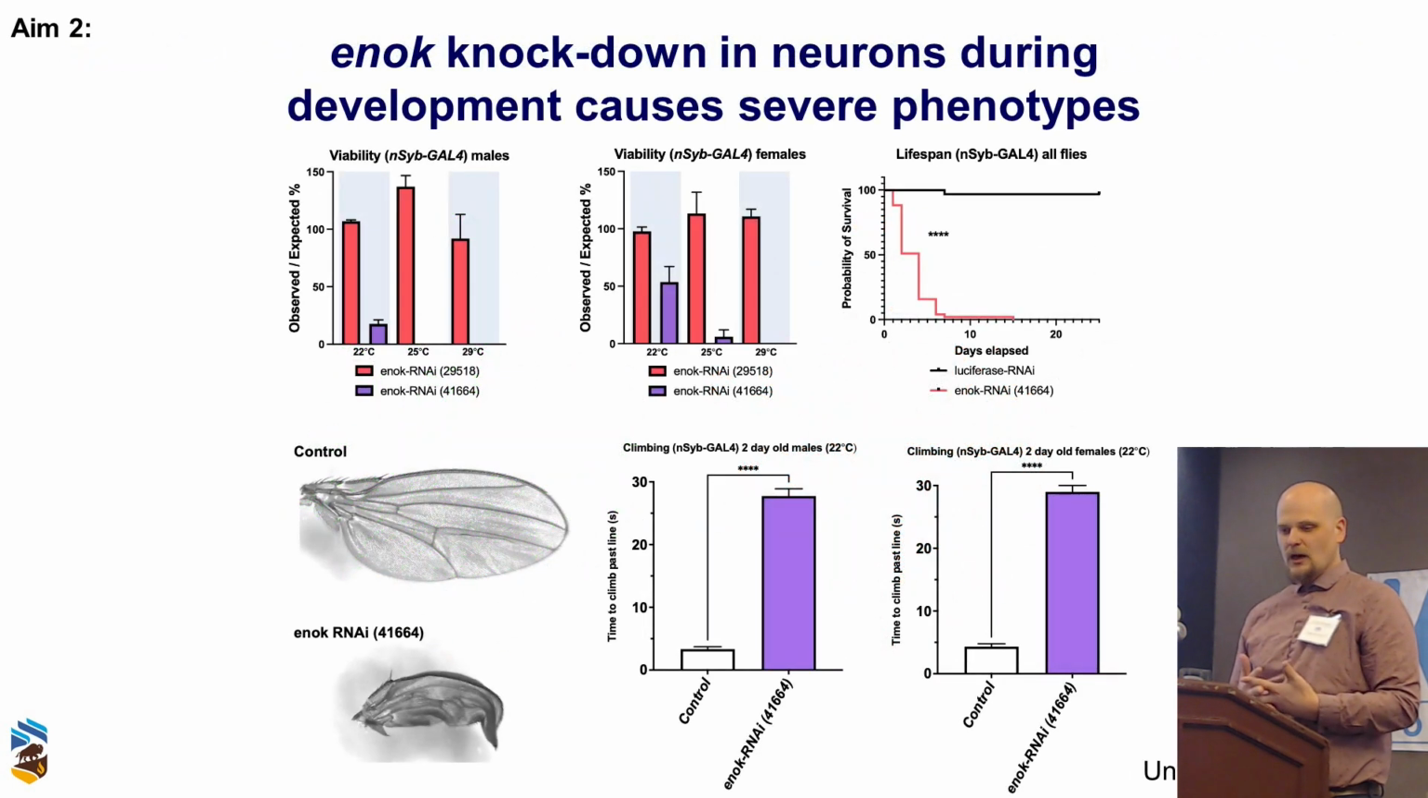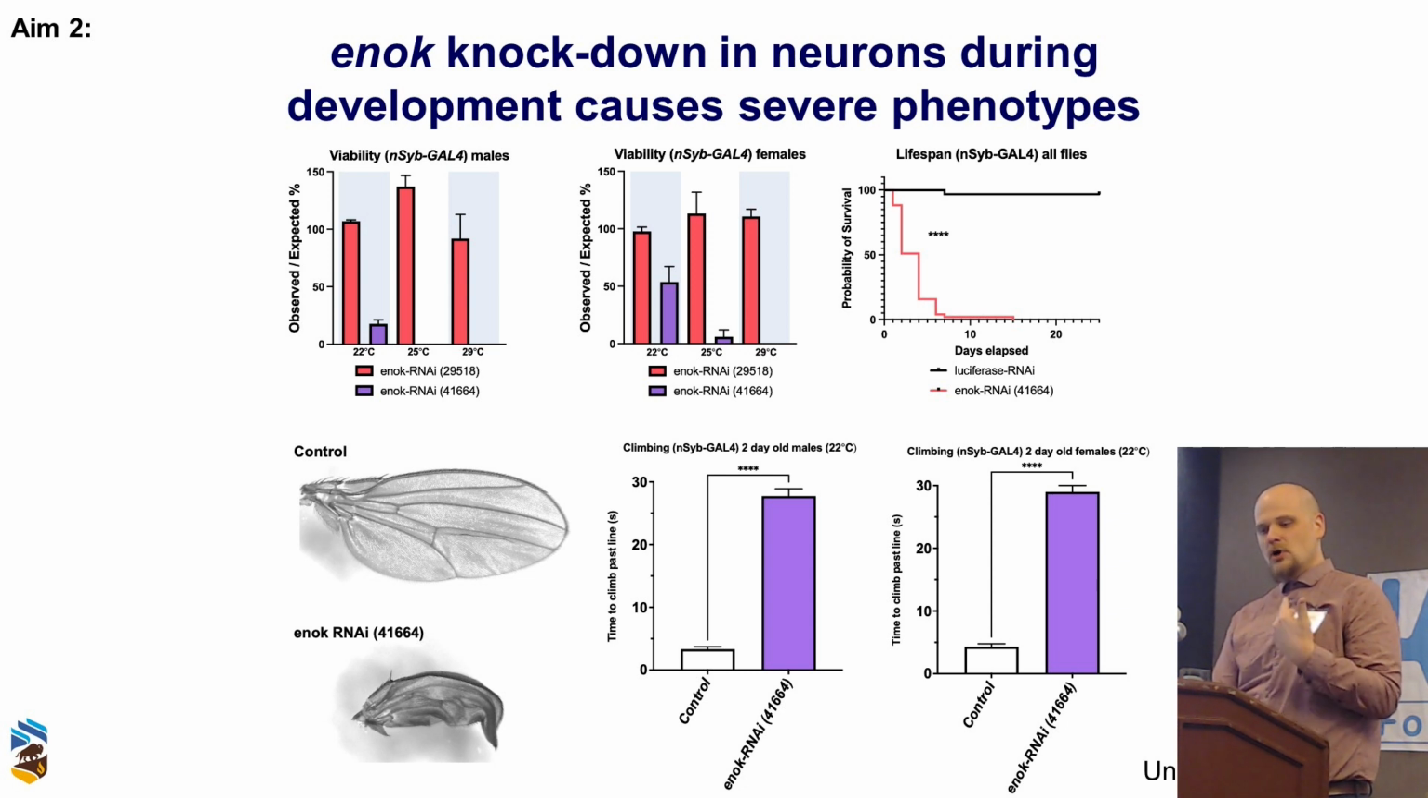And so what did we do? So first we knocked down, so we already knew that homozygous loss of ENOC is lethal. You don't get a fly. But also, if you knock down by what's called RNA interference, ENOC just in neurons during development, you also don't get any flies. Now, there's different temperatures here because the higher the temperature, the more we knock down the mRNA of ENOC. So at room temperature here, 22 degrees Celsius, for those who know this system, that is room temperature, so about 72 Fahrenheit.